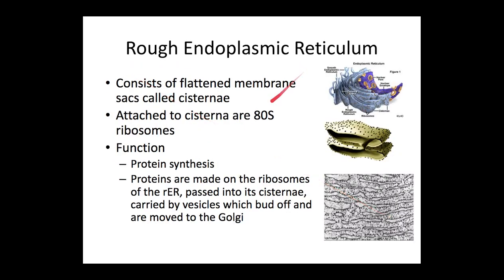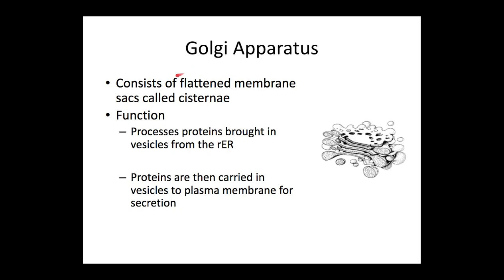Rough endoplasmic reticulum. The rough endoplasmic reticulum consists of flattened membrane sacs that are called cisternae, and attached to the cisternae are 80S ribosomes, distributed pretty much evenly throughout the rough endoplasmic reticulum. The function of this organelle is protein synthesis, due to the fact that proteins are made on the ribosomes of the rough endoplasmic reticulum. They're passed into the cisternae, and they're carried off by vesicles which bud off and are moved to the Golgi apparatus.